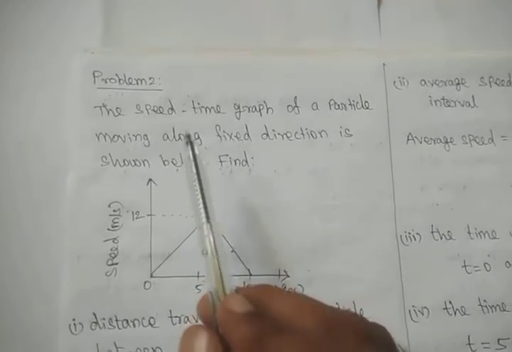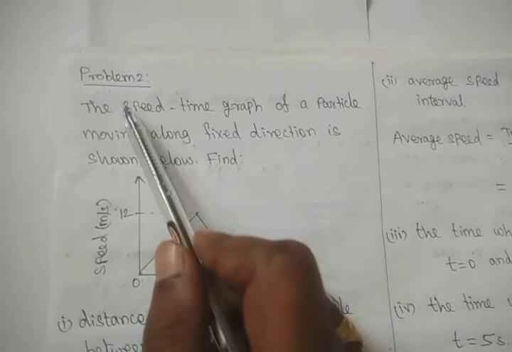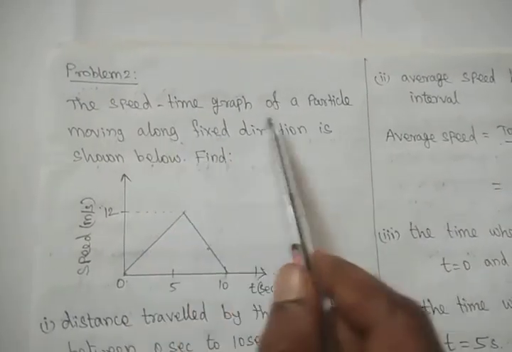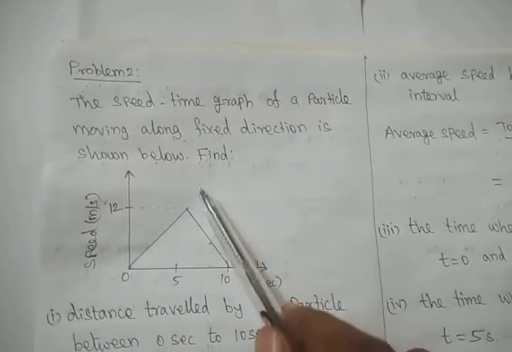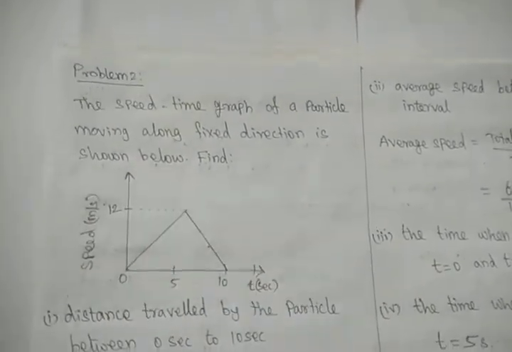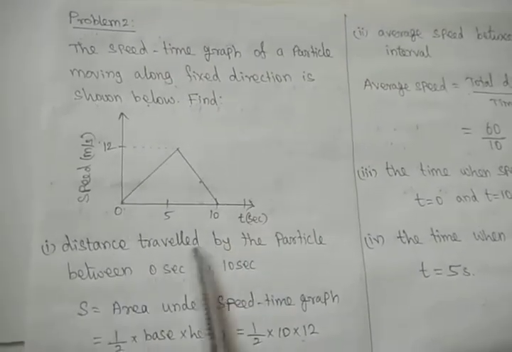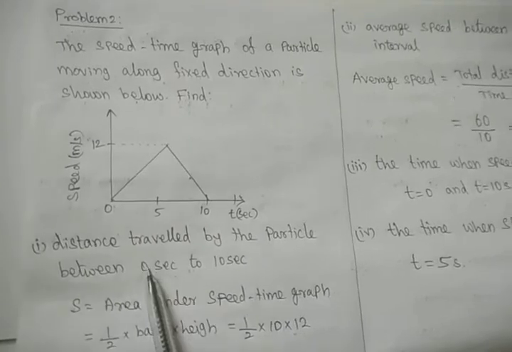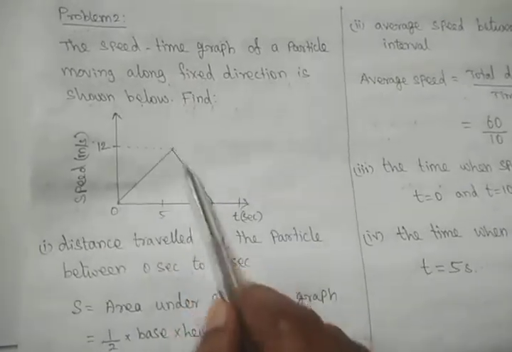Yes, in this session we are going to continue the problem of the previous graph problems. So problem number 2. The speed time graph of the particle moving along the fixed direction is shown below. So this is a speed time graph. We have already seen this in the graph videos. So what is the first question? Find the distance traveled by the particle between 0 seconds to 10 seconds. From 0 second to 10 second, what is the distance traveled?